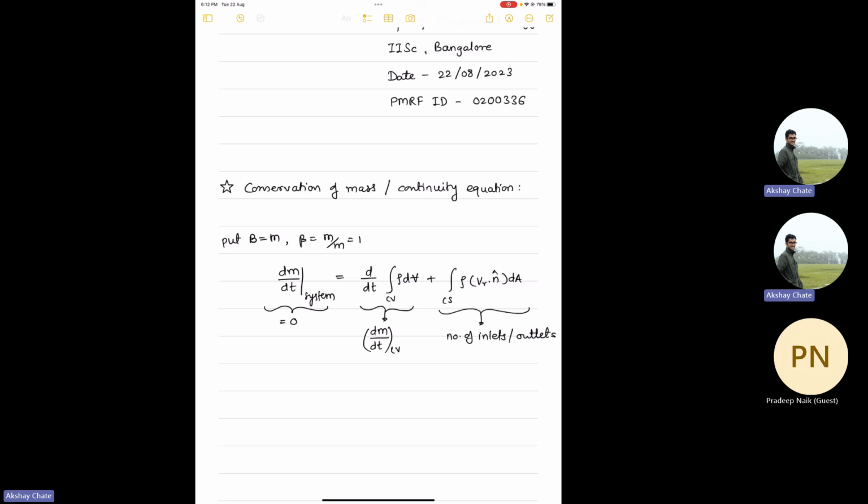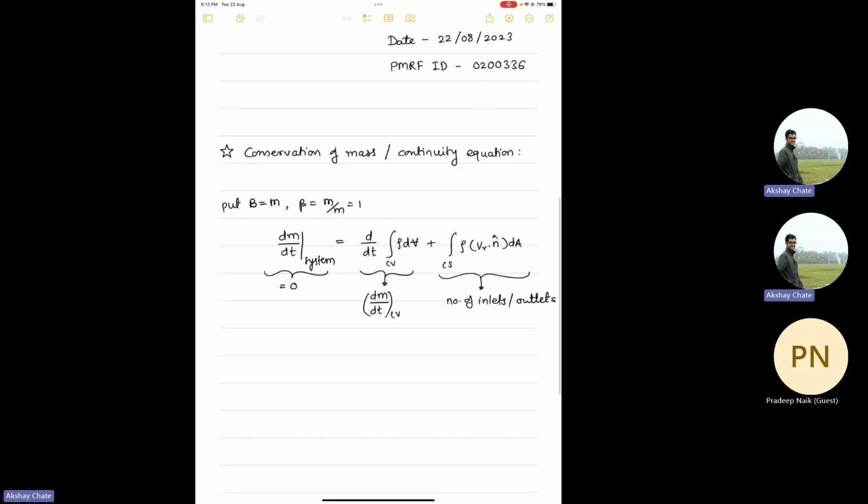And if your flow is steady, this dm by dt term also goes to 0, because when you say something is steady, that means with respect to time there is no change. Like in that case, for a steady flow, dm by dt of the control volume goes to 0.